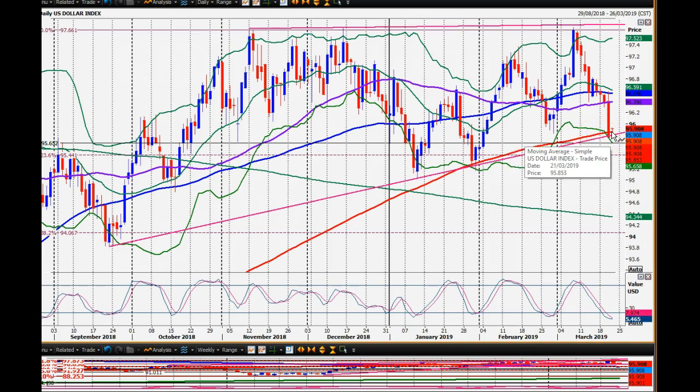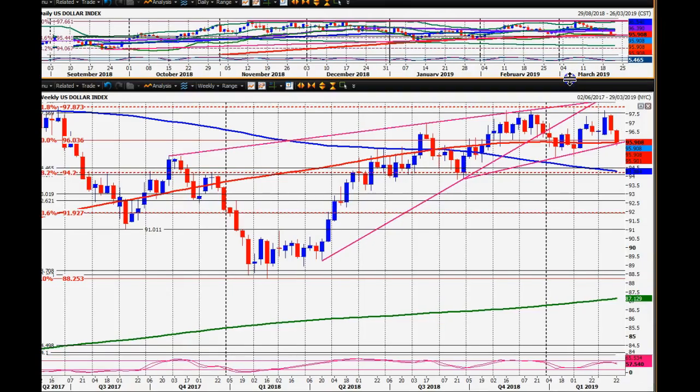We've got the 200-day moving average at 95.85 on the dollar index. 95.80 is the trend line, so a break below 95.70 should confirm a break of this pattern and should be a significant sell signal, despite the fact that we're already heading into oversold territory. Let's just check the weekly chart. Okay, same story for obvious reasons.